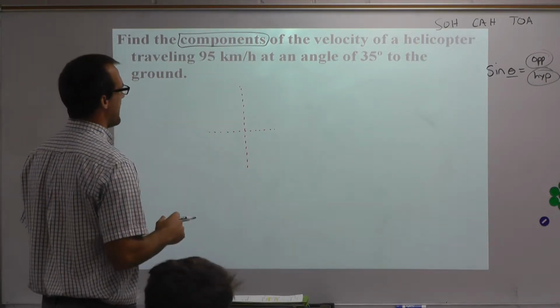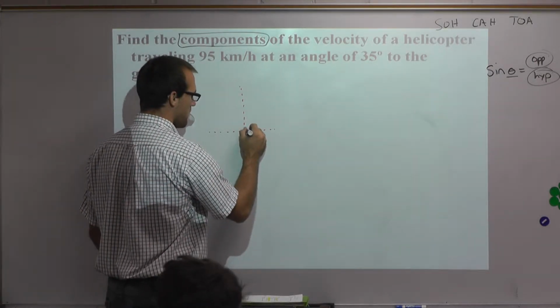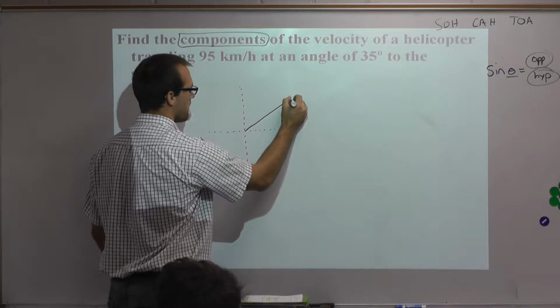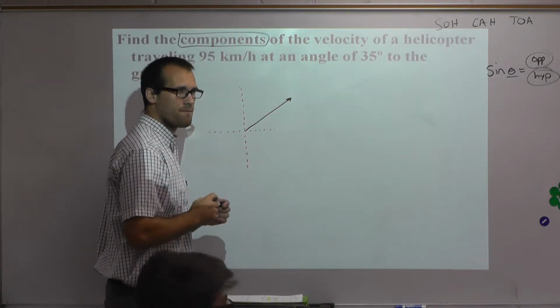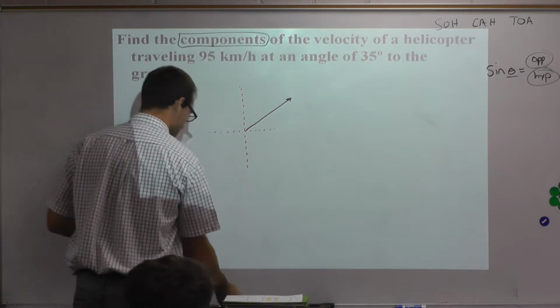You are traveling 95 kilometers per hour at an angle of 35 degrees to the ground. When it says to the ground, it means above the ground. North of east. When it says to the ground, I'm picturing it starting at the top and then going down. No.